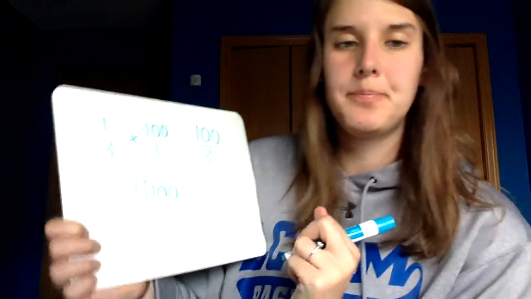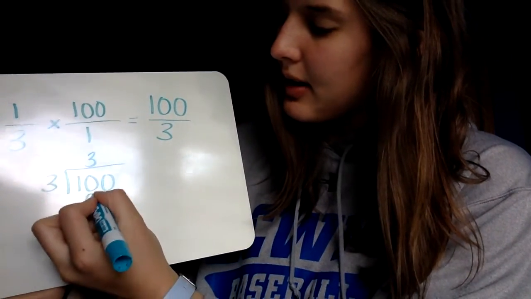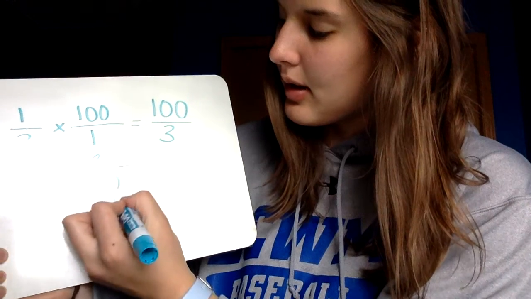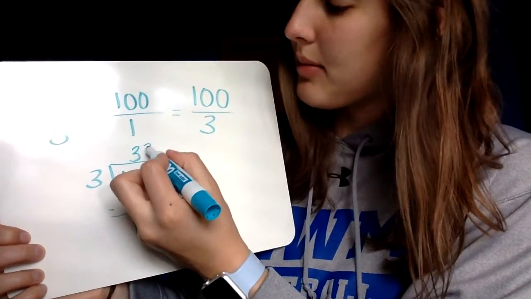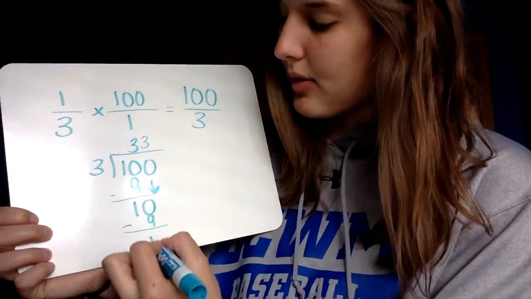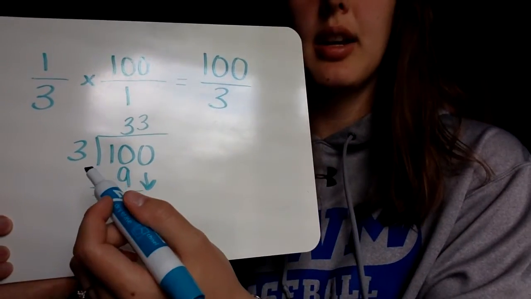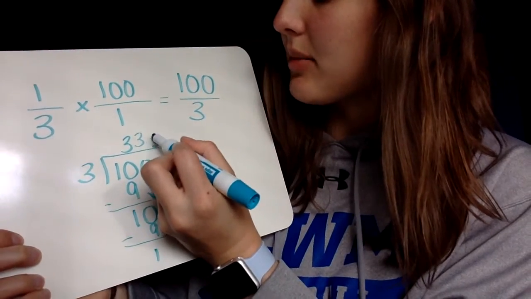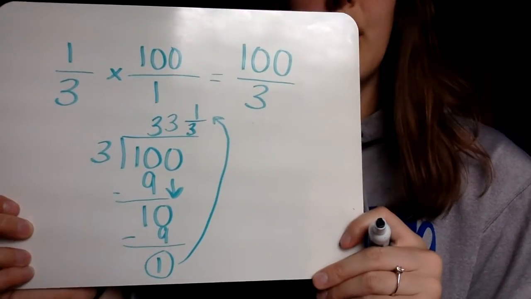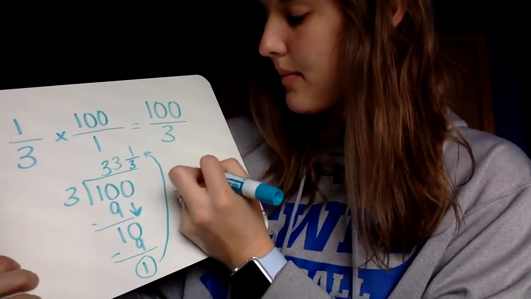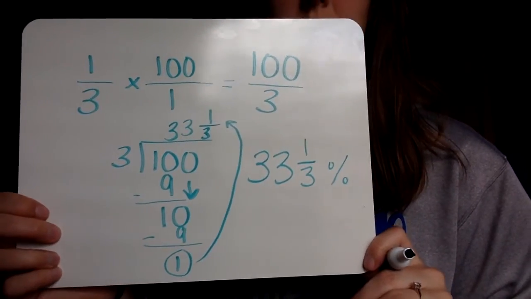3 goes into 10. How many times? It goes in 3 times, which is 9. Have 1 left over. Bring down my 0. Again, how many times does 3 go into 10? It goes in 3 times, which is 9 with 1 left over. We need to write this percent as a mixed number. So remember, my 3 over here is going to be the bottom of the fraction in the mixed number, and this 1 is going to be brought up here. So our answer is 33 1/3%. You always have to write it as a mixed number with percents.